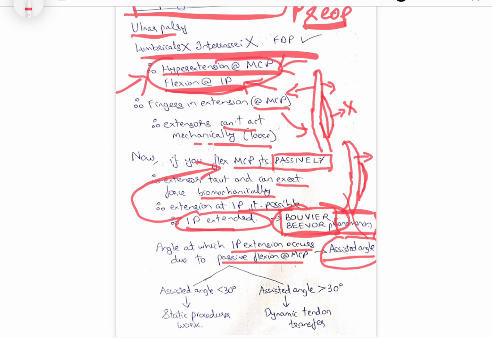So the angle at which the IP extension occurs due to the passive flexion at the MCP joint is known as the assisted angle. Now why is it so important? Because the management modality depends on the assisted angle. Whenever the assisted angle is less than 30 degrees, static procedures usually work; whenever the assisted angle is more than 30 degrees, we need a dynamic tendon transfer. We are going to discuss the named procedures in the subsequent slides.